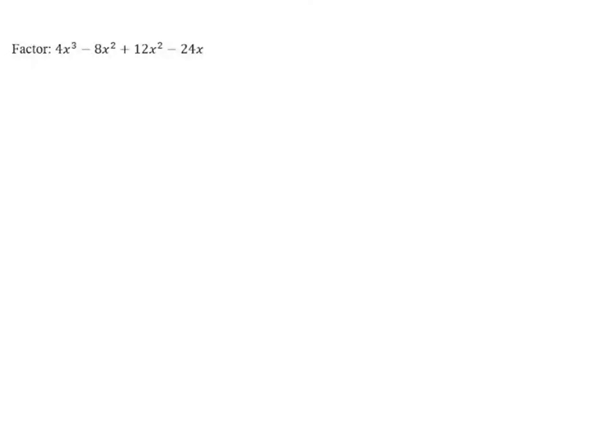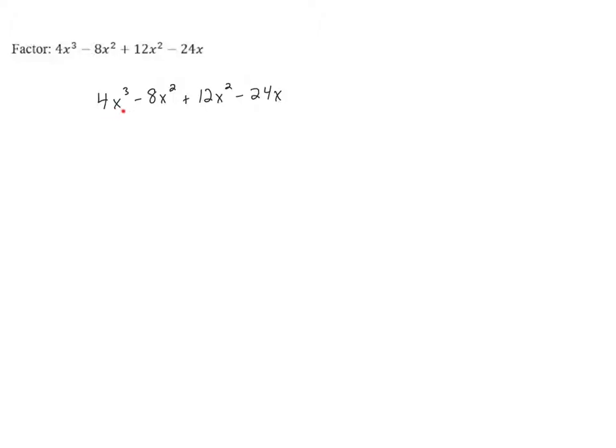Factor 4x cubed minus 8x squared plus 12x squared minus 24x. Again, I'm going to write that out so that we can work with it. And I want to point something out here. There is a greatest common factor that we can pull out of the whole polynomial.